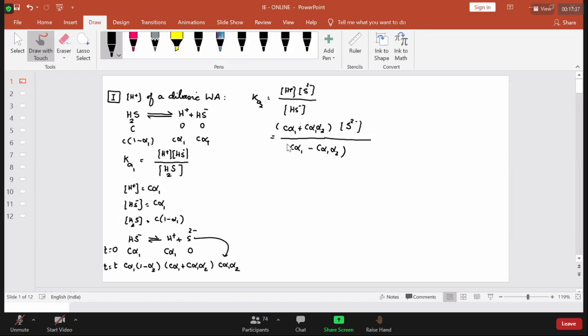Are you able to see this one properly? Here, if I am expanding it like this, this is called K2. Now there is a problem. What is the problem? This fellow is C alpha 1 alpha 2. What is alpha 1 alpha 2?